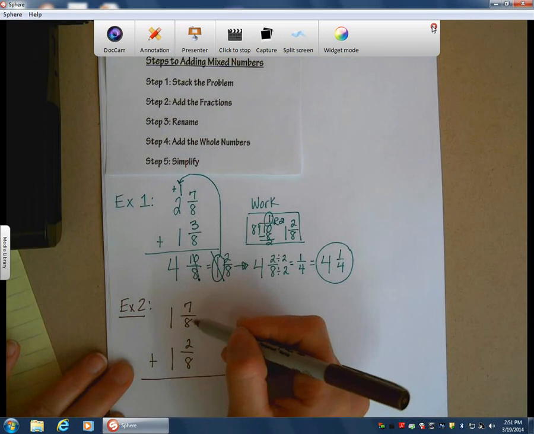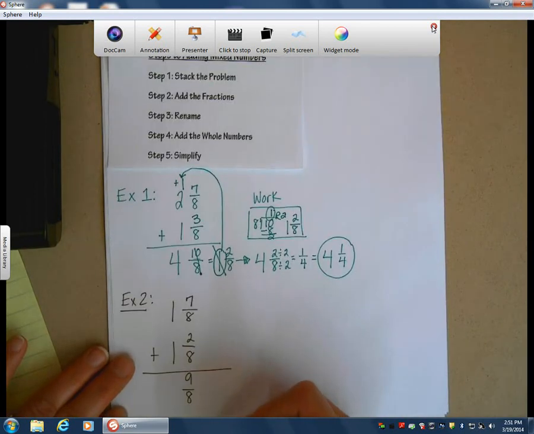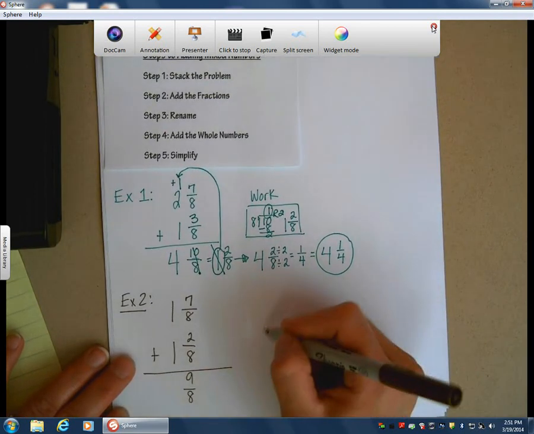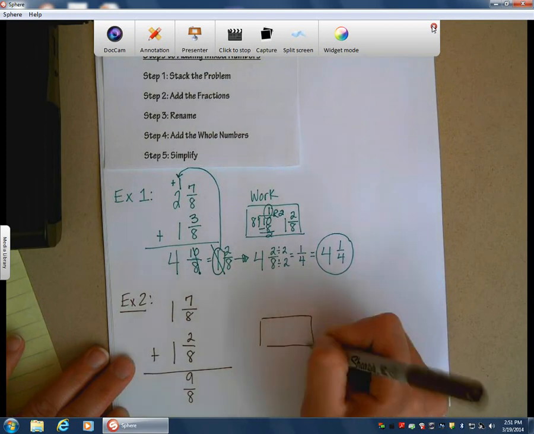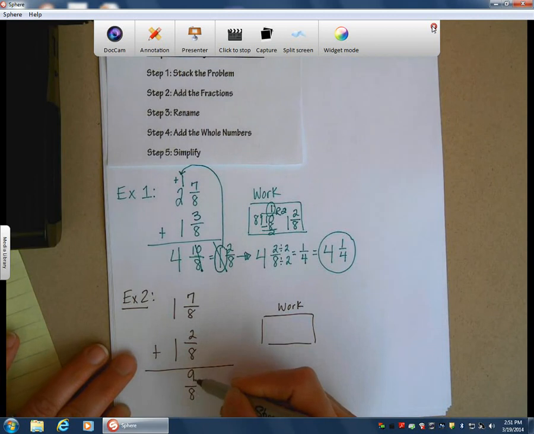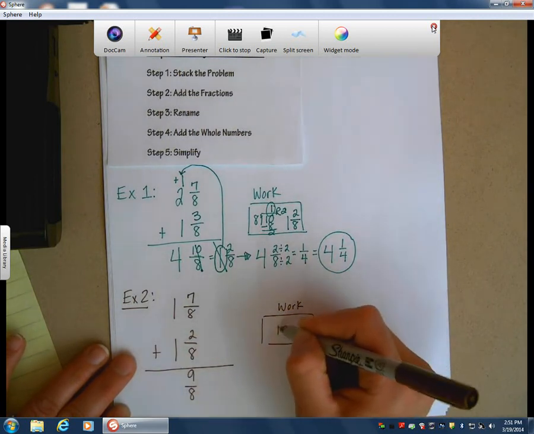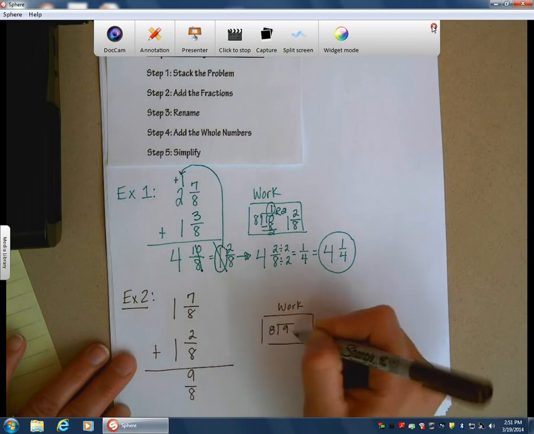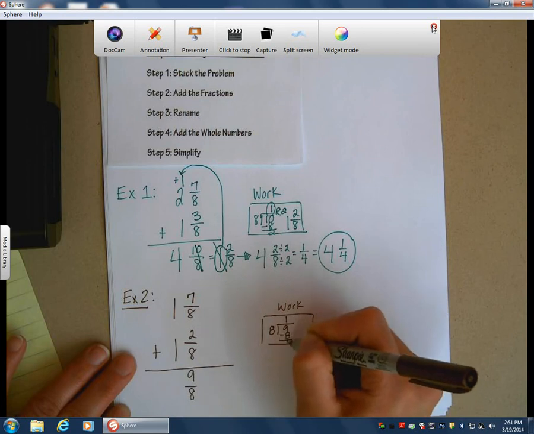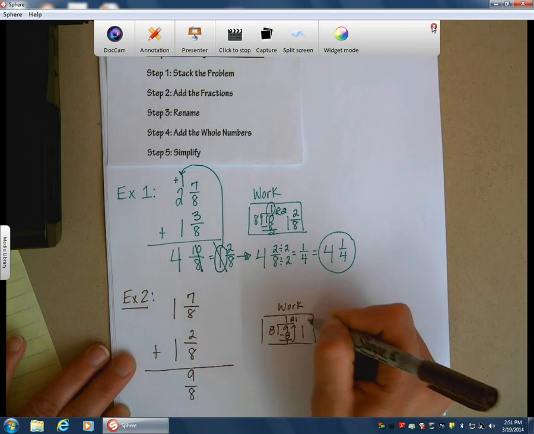7/8 plus 2/8 gives me 9/8. When I look at 9/8, I see again that this is an improper fraction. So I'm just going to make a little box for myself to show my work. When I look at 9/8 and I read it, I see 9 divided by 8. So I'm going to write that here, 9 divided by 8. So 8 can fit into 9 one time. When you subtract that, you have a remainder of 1. So my answer now is 1 and 1/8.